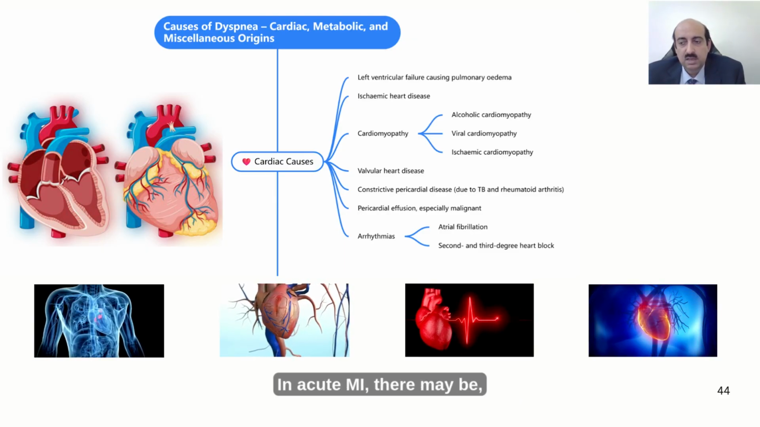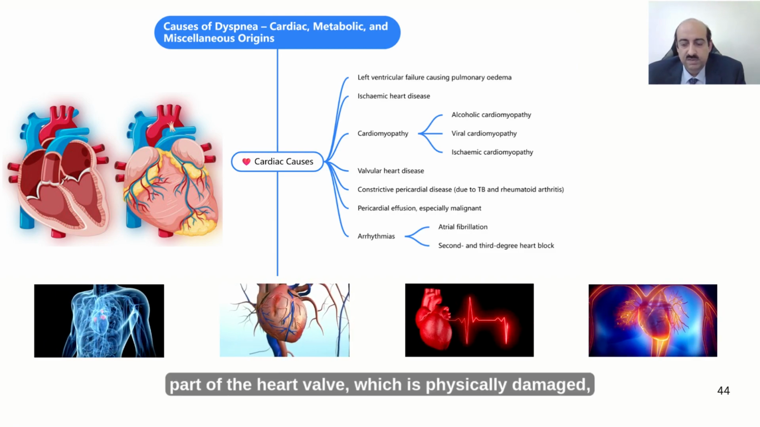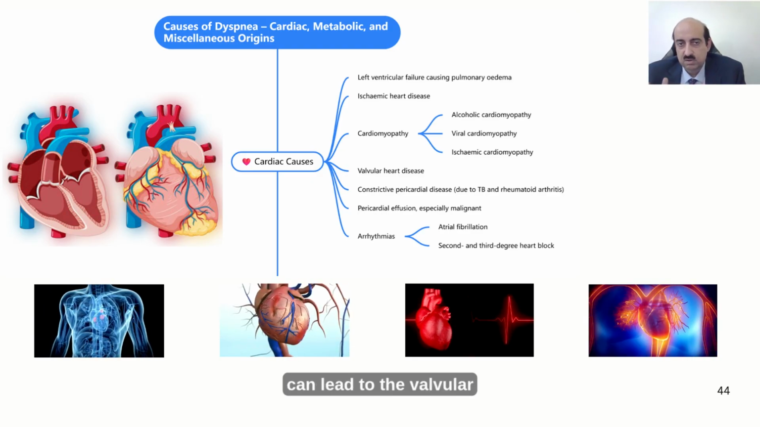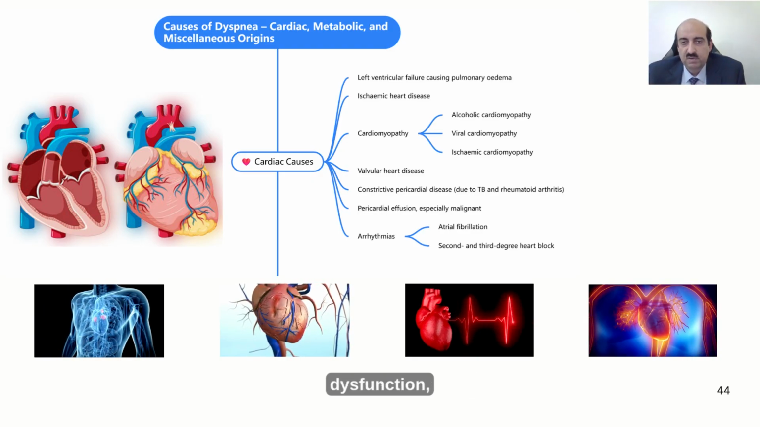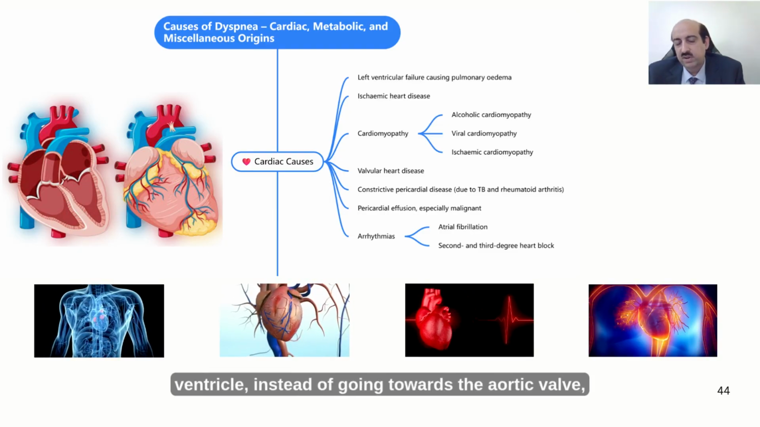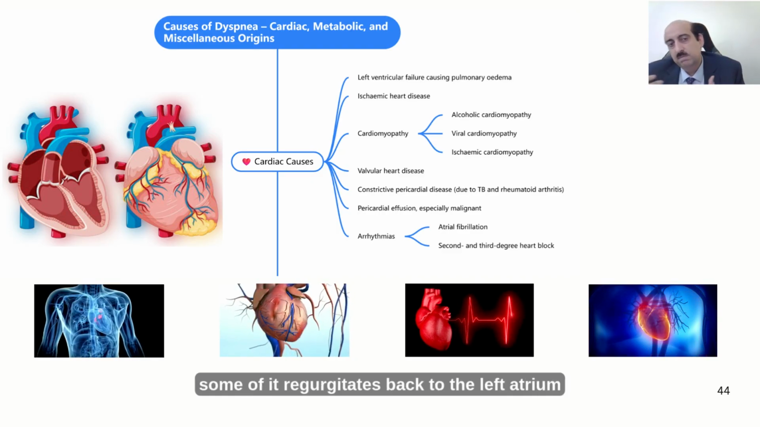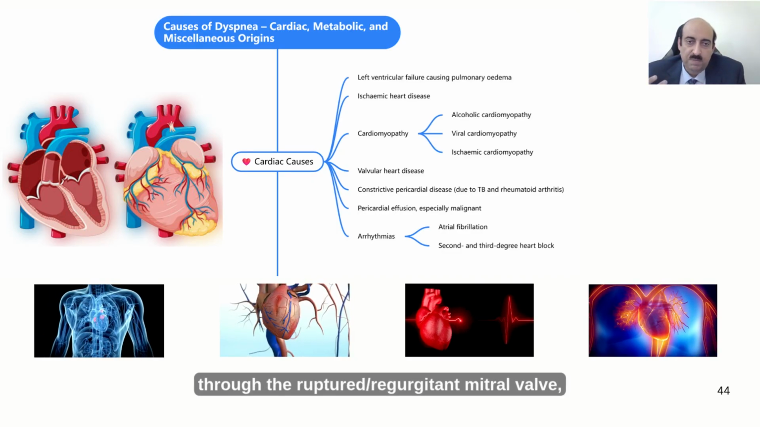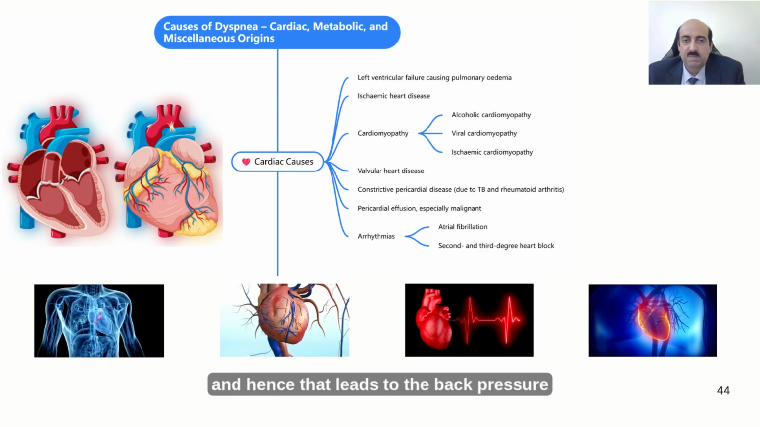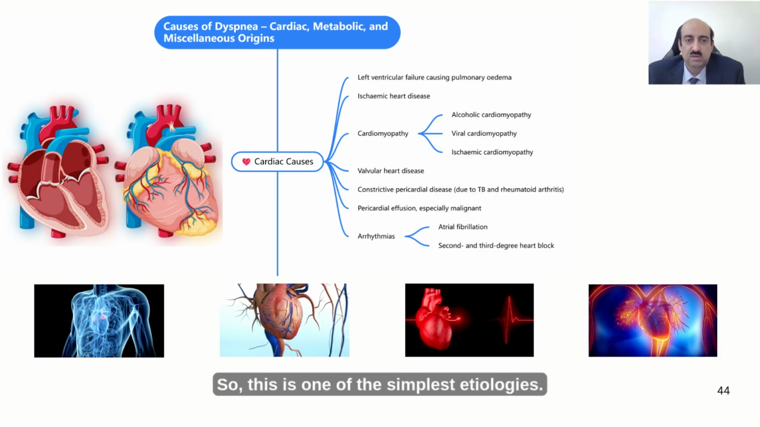In acute MI, there may be a part of the heart valve which is physically damaged, and hence the rupture of one of the cords can lead to valvular dysfunction. The ejection of blood from the left ventricle, instead of going towards the aortic valve, some of it regurgitates back to the left atrium through the ruptured mitral valve, and that leads to back pressure towards the lung, and that leads to acute pulmonary edema. So this is one of the simplest etiologies.